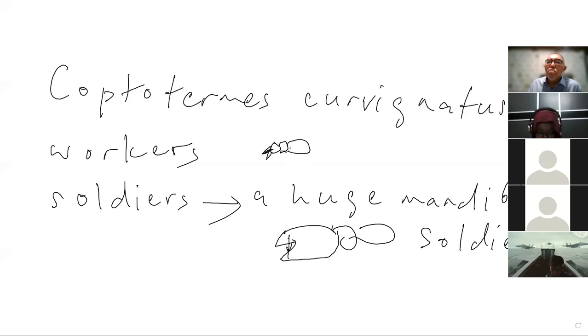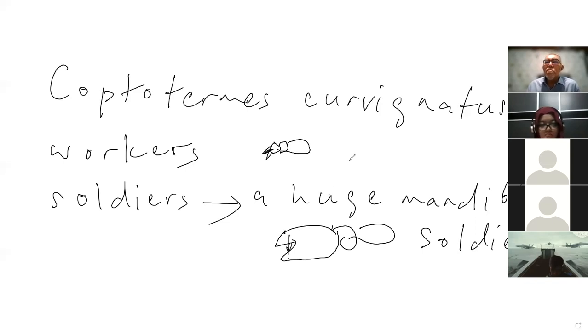Okay, now that is the role of the soldier, but they do not have the ability to find food. Only the workers will look for food and bring the food to the queen, and then the queen will feed every individual in the colony. The soldiers, the workers, even the drone is being fed by the queen.